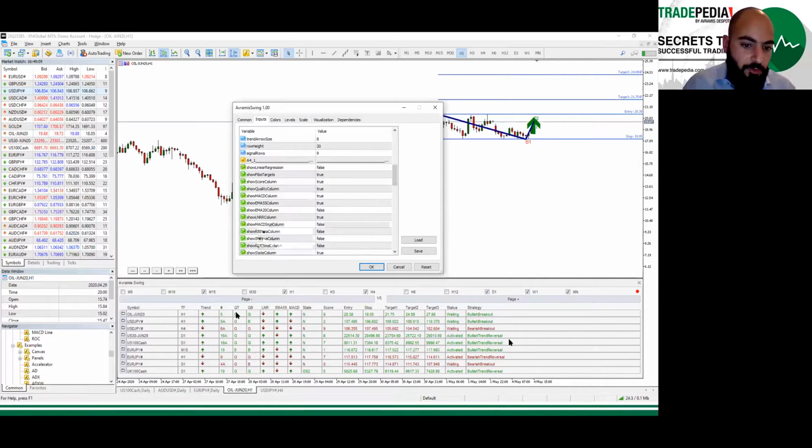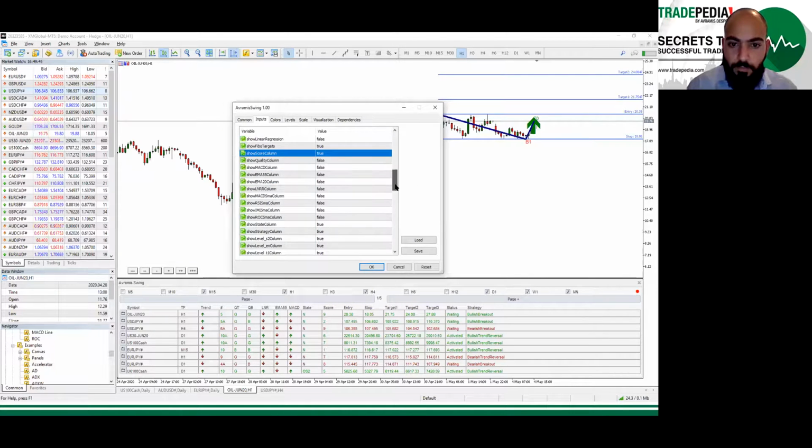You can decide if you don't care about these indicators here, all you care about is the score, you can decide to remove the quality column. Put it false, it will disappear. MACD, I don't care about it. Put it false. Moving average, I don't care about it. So all I care about is the score column. And of course, I want the strategy, the entry, stop, and the targets.